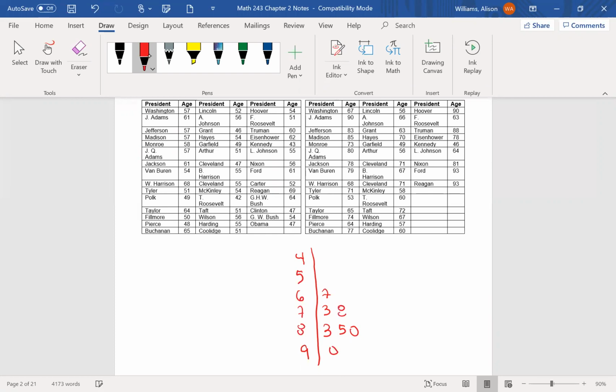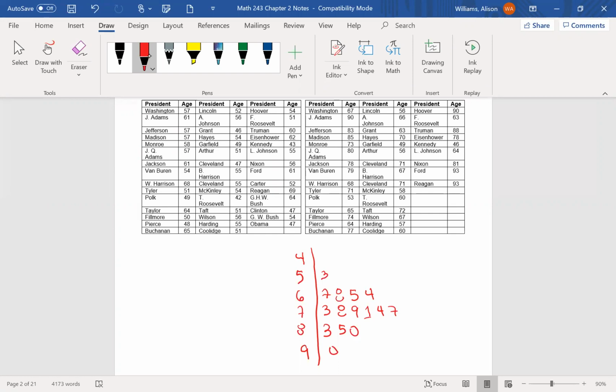Jackson, 78. Van Buren, 79. Harrison, 68. Tyler, 71. Polk, 53. Taylor, 65. Fillmore, 74. Pierce, 64. Buchanan, 77. Okay, there we go. So there's the first one.